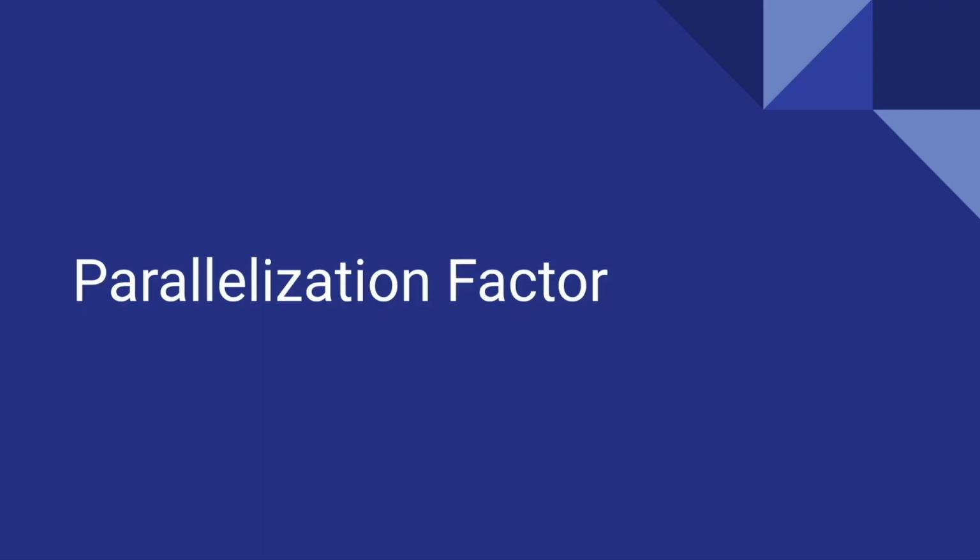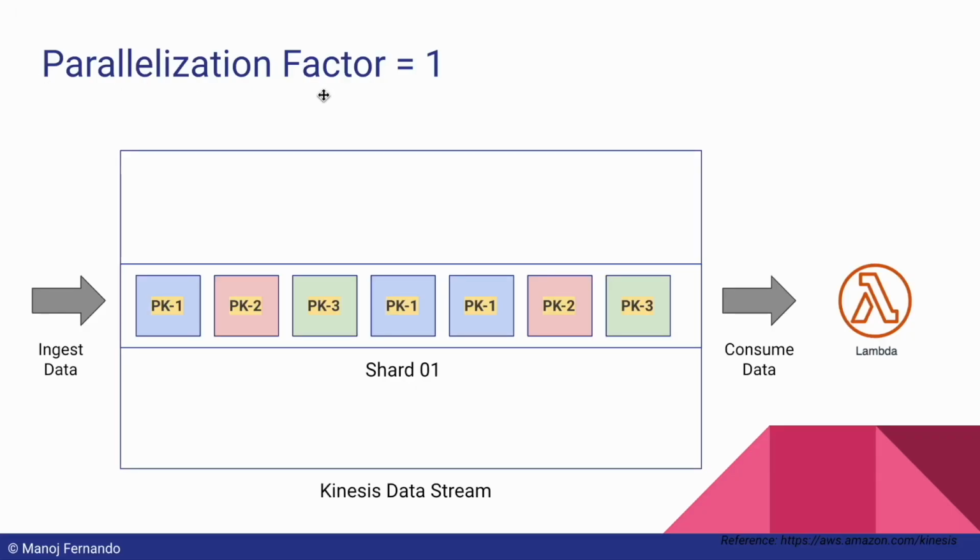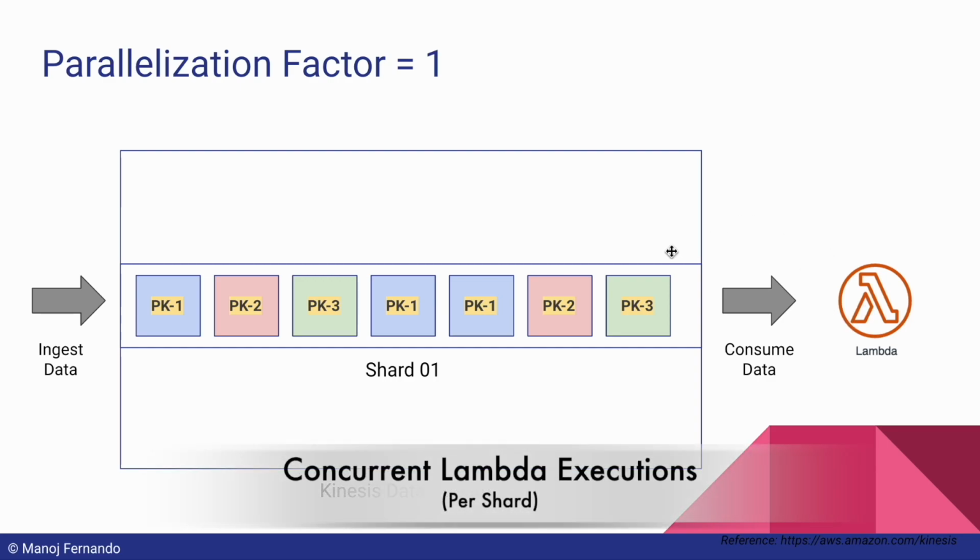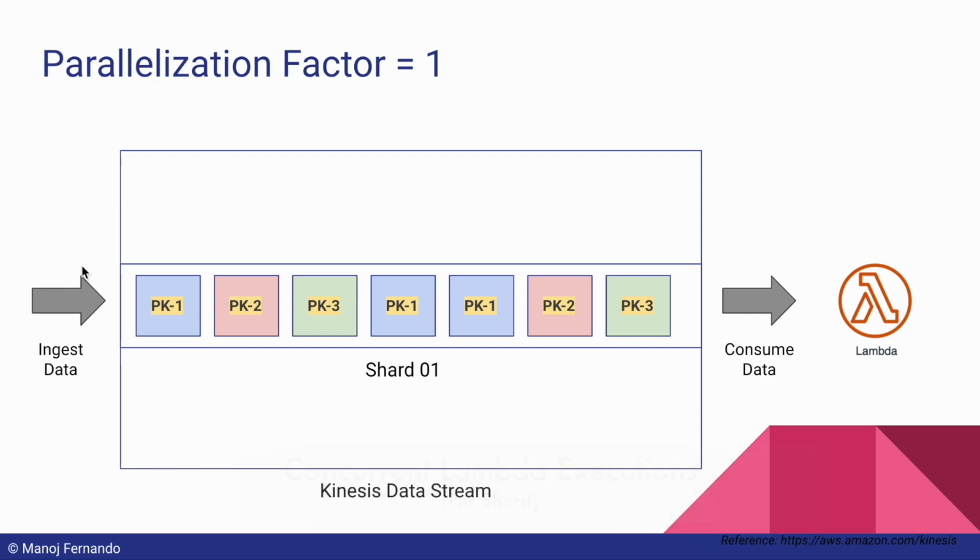In the previous video, we discussed partition key. And in this one, let's talk about parallelization factor. So what really is parallelization factor? Now, parallelization factor essentially determines how many Lambda functions consume the Kinesis data stream in parallel, or in other words, Lambda concurrency. Now, by default, if you are using the provisioned mode of Kinesis data stream, there will be one Lambda function to consume the messages of each shard.